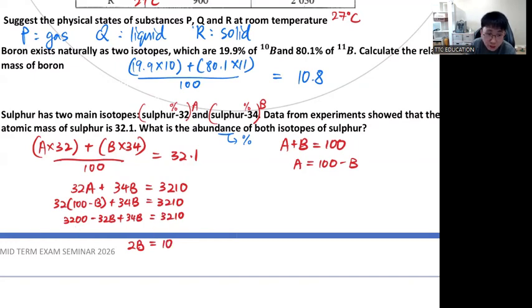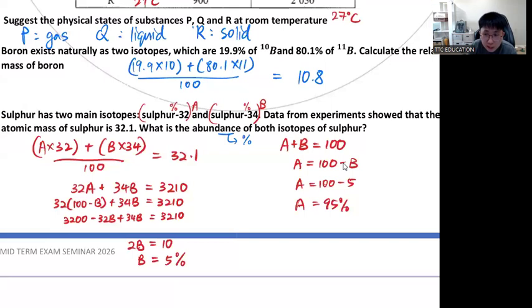Okay, all good. Then you can find that B is actually 10 divided by 2 is 5%. So B is 5%, that means the sulfur-34 is 5%. Then how to find sulfur-32? You substitute your B 5% back to A equals to 100 minus B. So your A is actually 100 minus 5 equals to 95%.